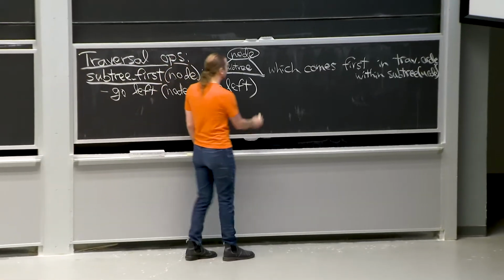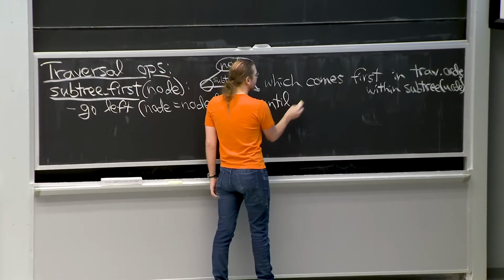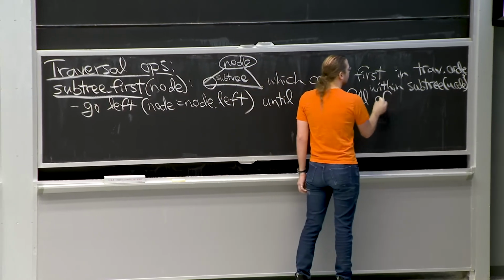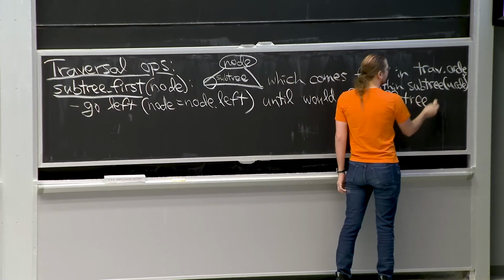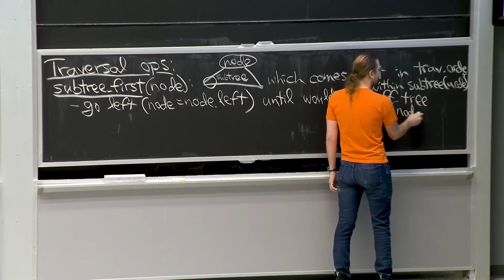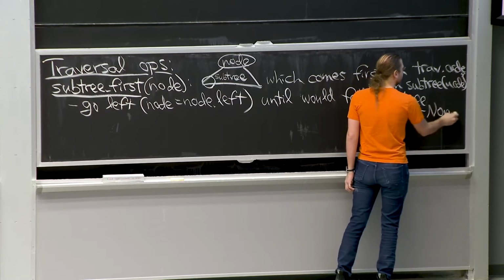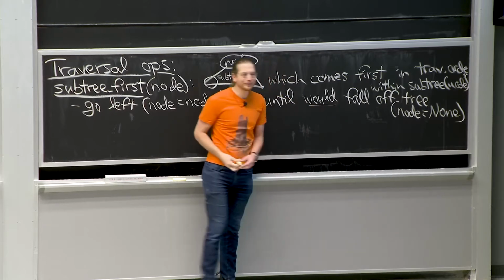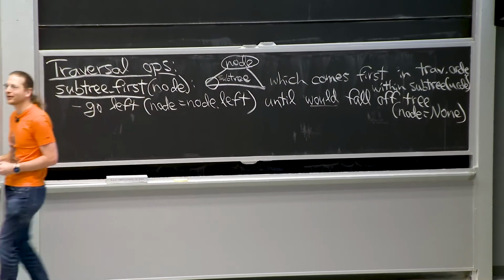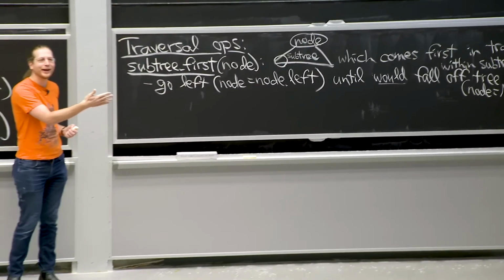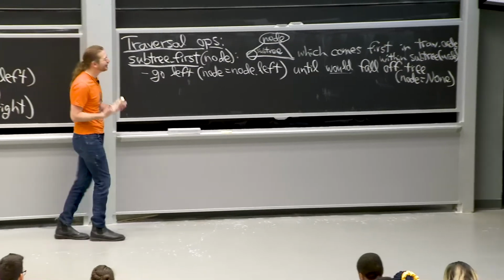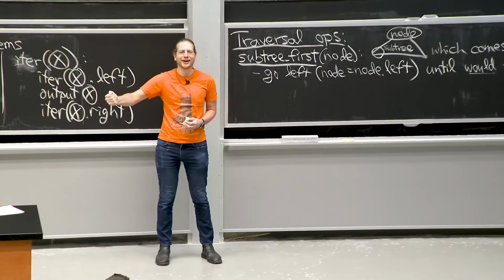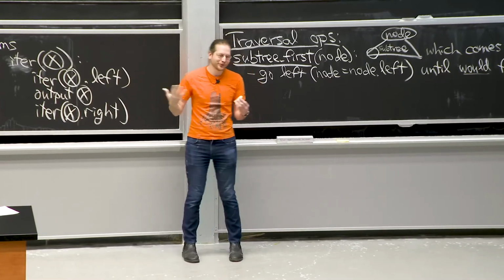Of course, we can't do this forever. So let's say until we would fall off the tree, which means node is none. Okay, but we stop before that would happen. So this is like the directions like, oh, you keep driving until you see the store, and it's the block right before that. And it's like, well, that's not very helpful. So you keep iterating node equals node.left until node becomes none, and then you undo one step. Okay, you all know how to program that.